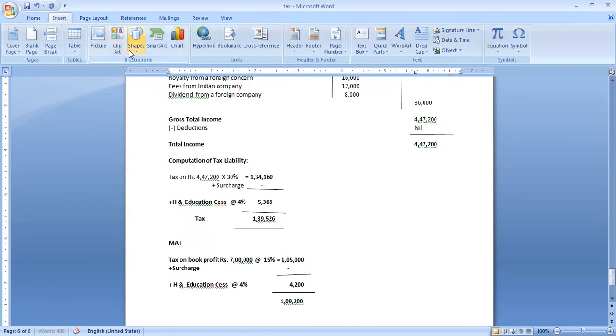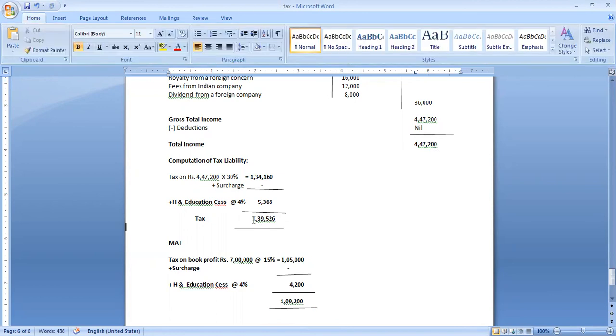Now you have to make a comparison between these two. Our calculated amount, when we calculated on our own, the tax liability is 1,39,526. Whereas on the book profit, the tax liability is 1,09,200. Which one is more? That you have to consider as the tax. 1,39,526 is more. So this is the tax liability of the company.